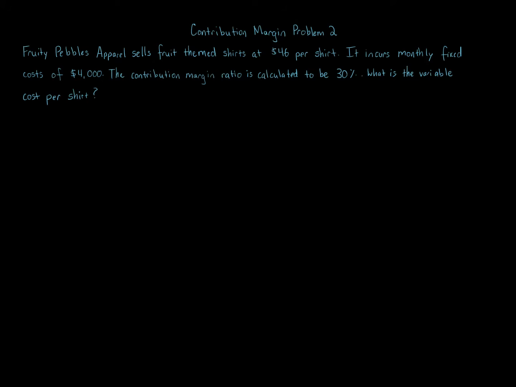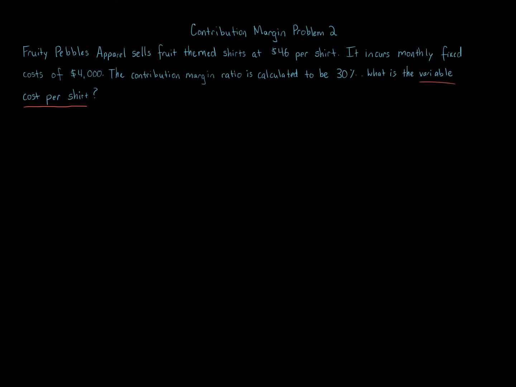Contribution margin problem 2. Fruity Pebbles Apparel sells fruit-themed shirts at $46 per shirt. It incurs monthly fixed costs of $4,000. The contribution margin ratio is calculated to be 30%. What is the variable cost per shirt? So we're determining the variable cost per shirt.